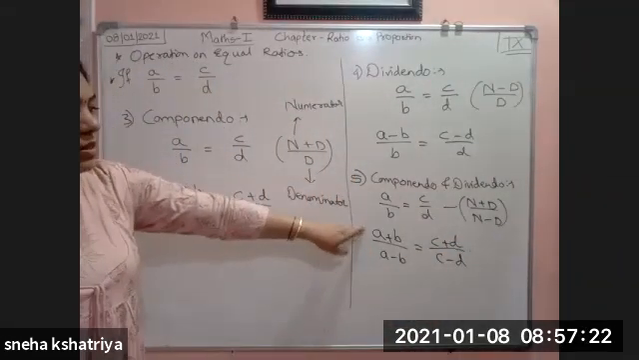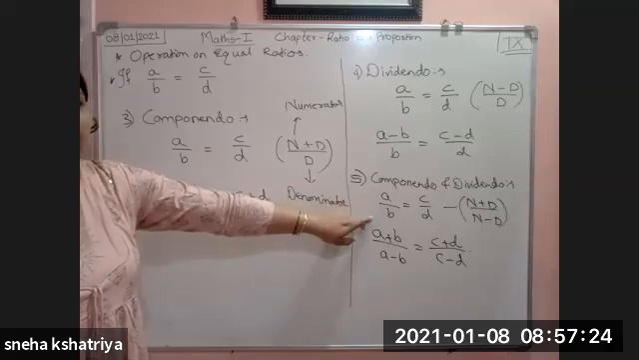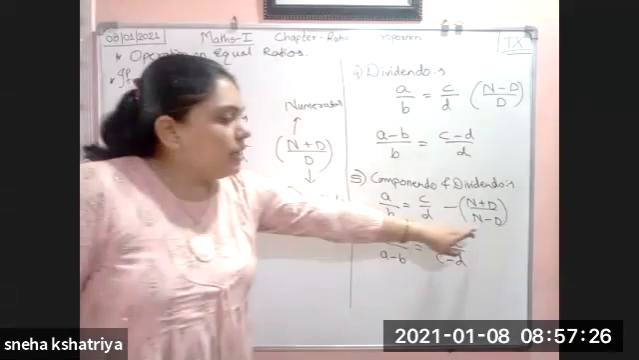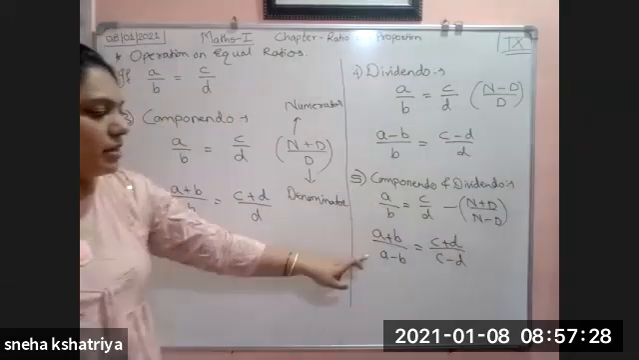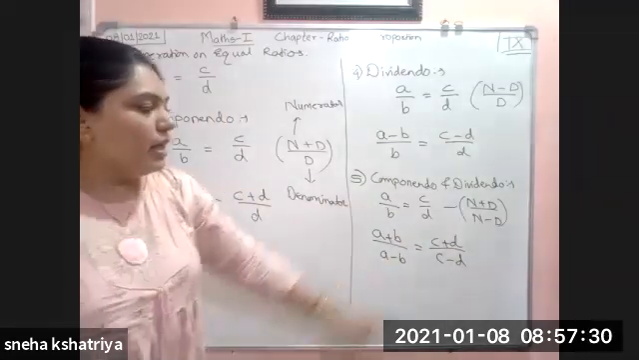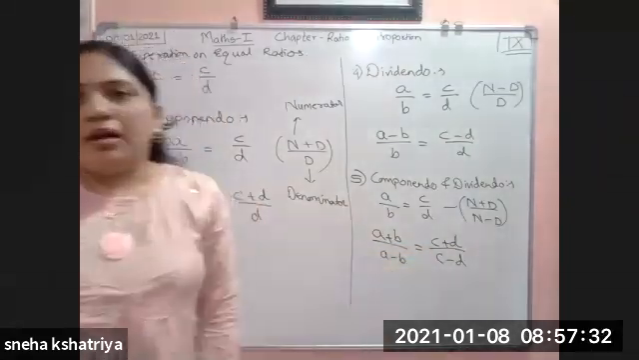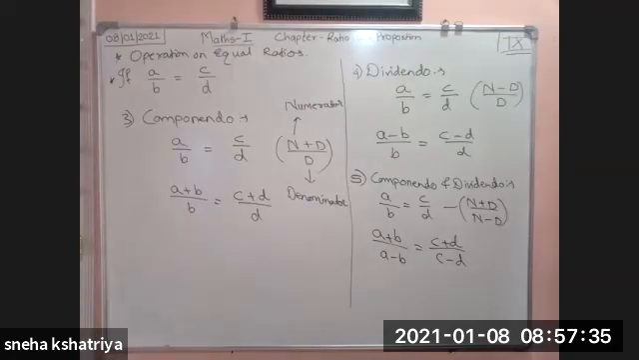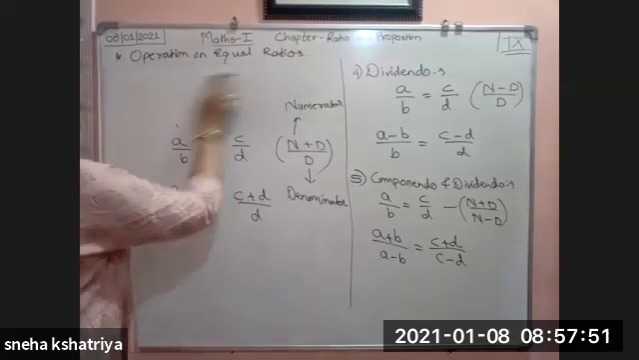Numerator becomes A plus B, the addition of numerator and denominator. What is the denominator? n minus d means numerator minus denominator, A minus B. Similarly here C plus D upon C minus D. Related to these operations, we are going to study our new practice set, that is 4.3. Okay. We will start our practice set 4.3.